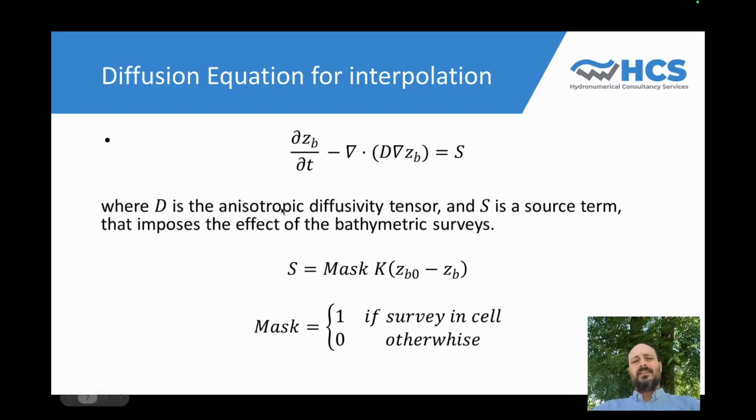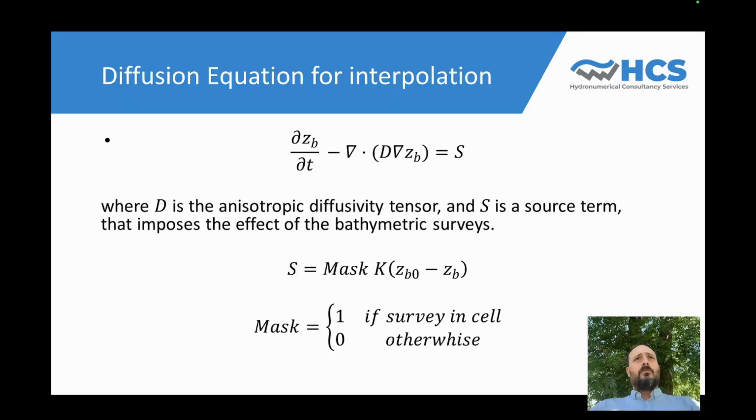So here the variable we are solving for is ZB, which is the bottom elevation. And basically we are evolving it over time following a diffusion term. So how does this work? If you put any initial bathymetry and you diffuse it over time, what you will get is a smoother version of it. So it will get smoother and smoother over time.